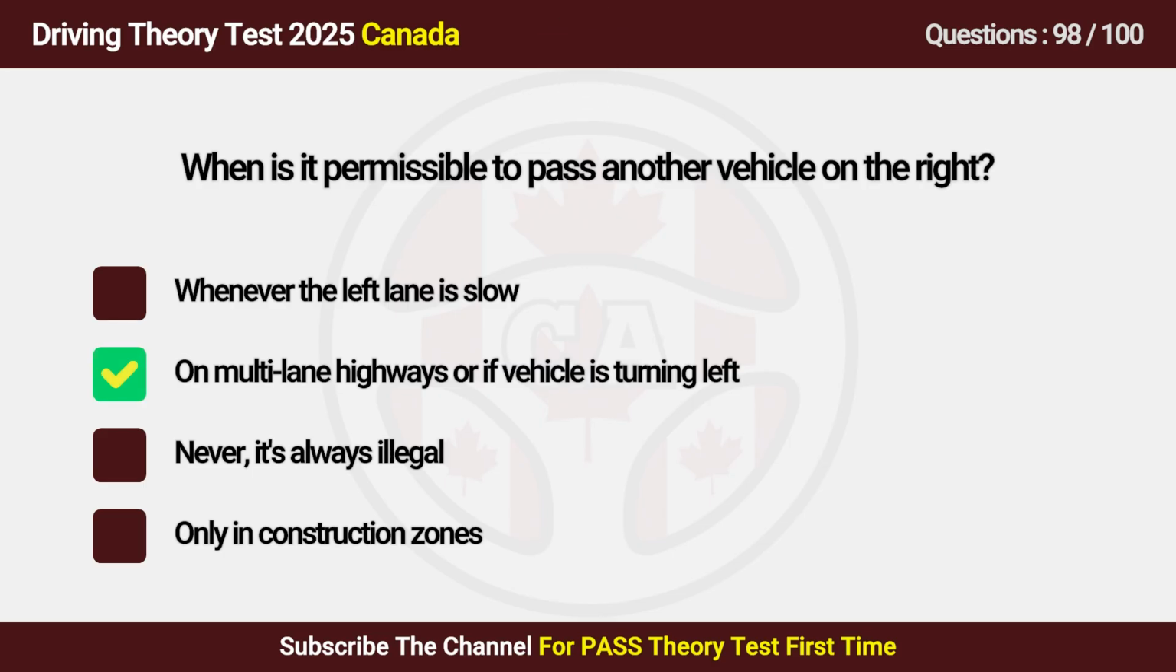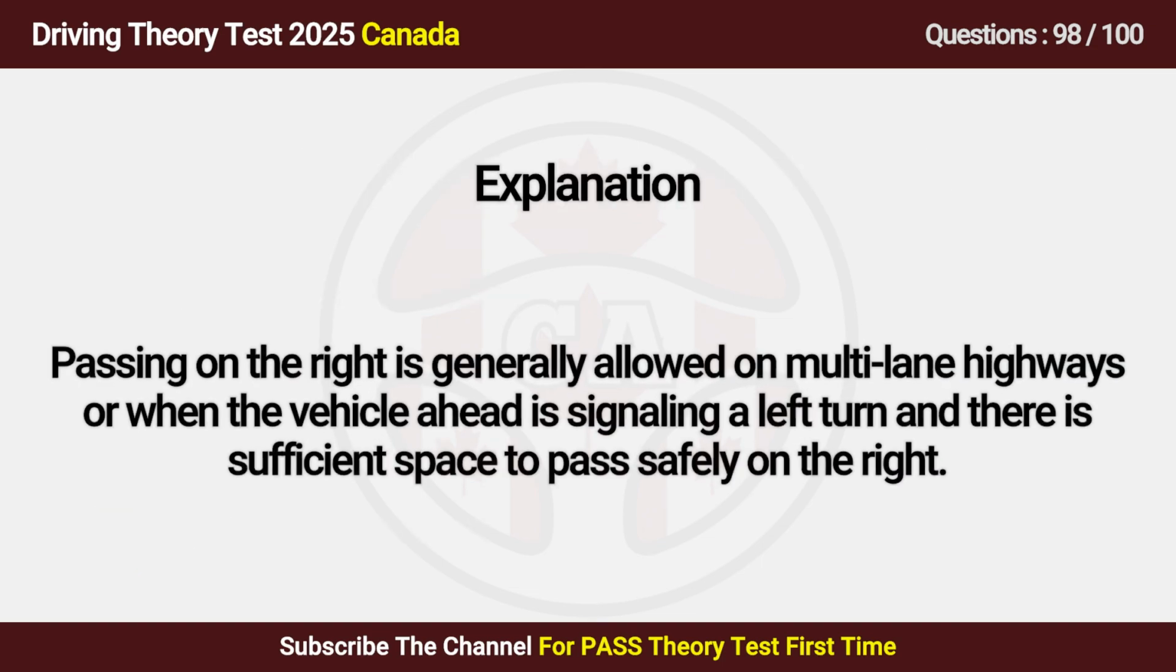Answer is B. On multi-lane highways or if vehicle is turning left. Passing on the right is generally allowed on multi-lane highways or when the vehicle ahead is signaling a left turn and there is sufficient space to pass safely on the right.